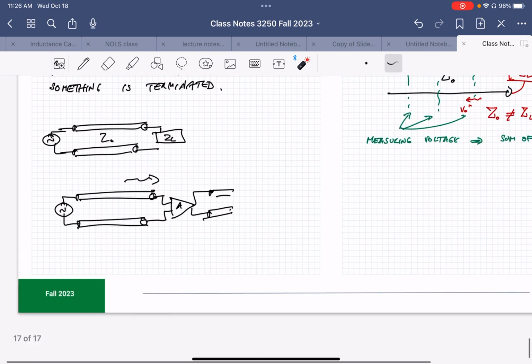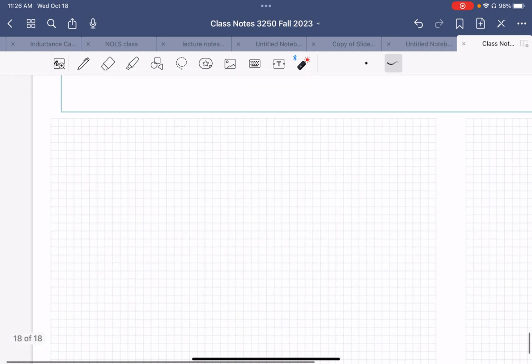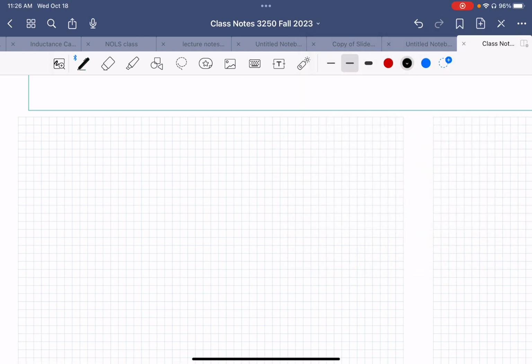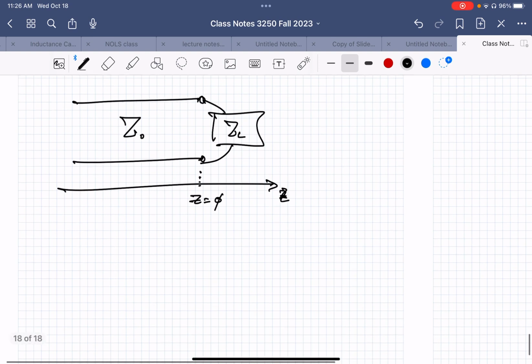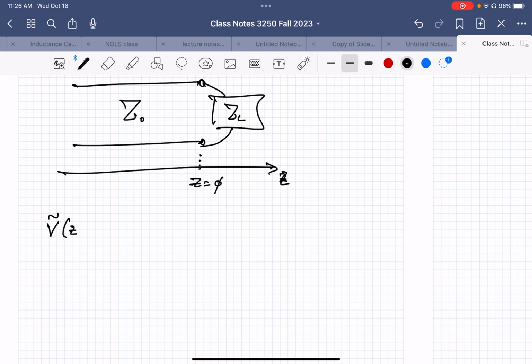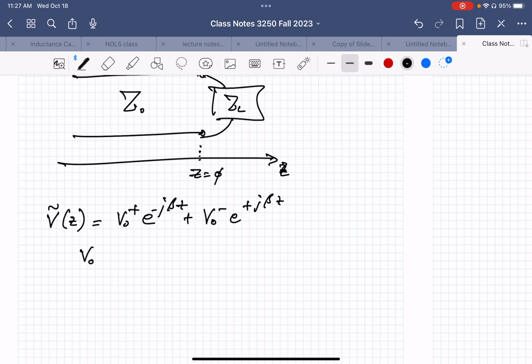Now let's look at how you could go about doing that. So let's say we have our transmission line with the load, characteristic Z0, and let's say this is direction Z, and the load is sitting at Z equal to 0. So the total voltage phasor, as a function of Z, is the forward going wave plus the reverse going wave. The reverse going wave, as you know, is just a reflection coefficient times the forward going wave.